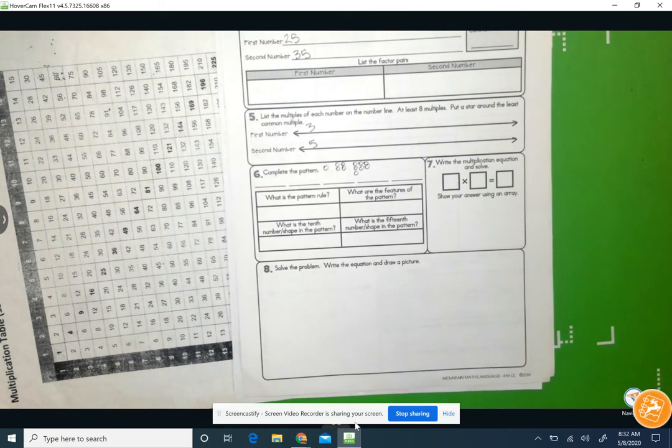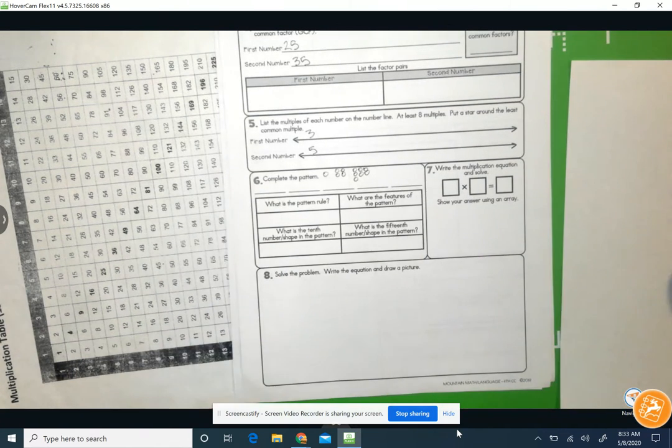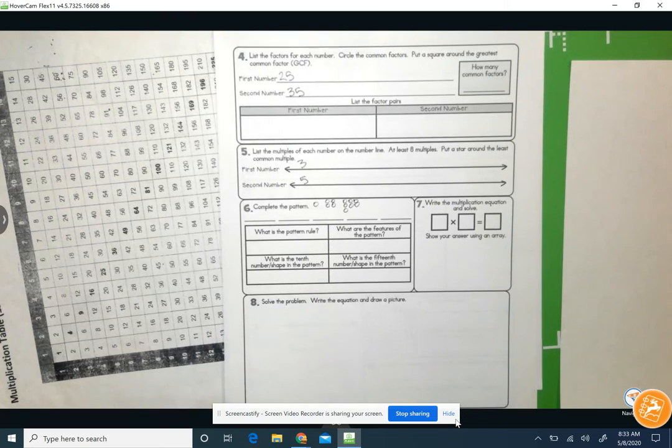Greatest common factor, children. The multiplication table is going to help you out here as well. So go ahead and make sure you have it out if you are pausing this tutorial as you are working and then checking your answers. So we have 25 and 35 as our numbers.